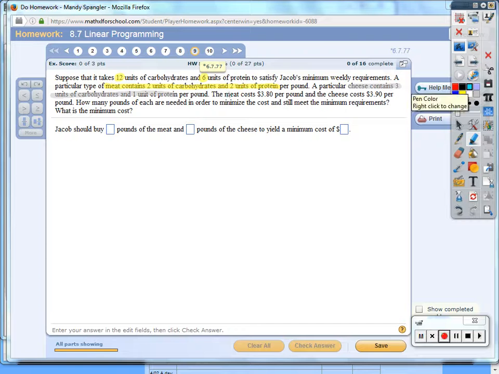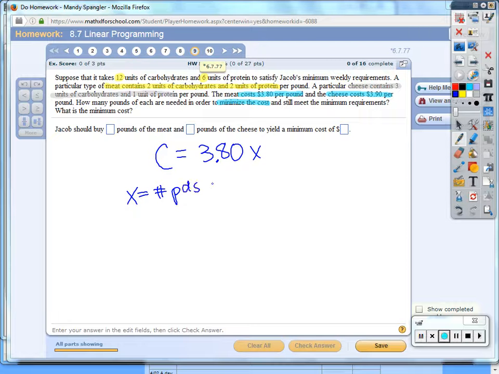Minimize the cost. So that's your clue right there, because if you're confused between the carbohydrates and protein and cost, and meat and cheese, there are so many things that could be the variables. So what is the cost? Because that's what I need to minimize. Meat costs $3.80 per pound, so the cost of the meat is $3.80 times X, where X is the number of pounds of meat. Plus $3.90 times the number of pounds of cheese.